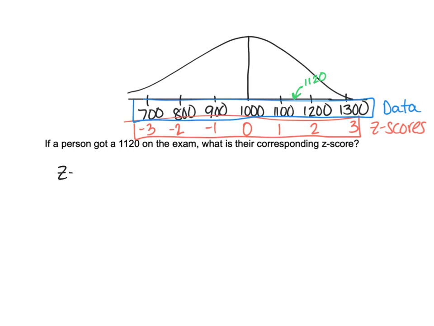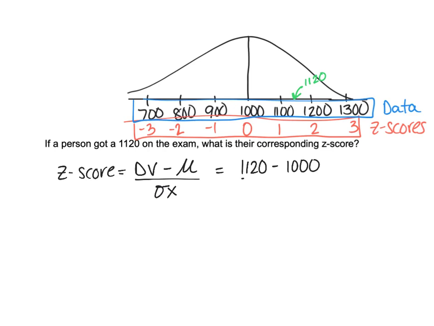So to find the z-score, we're going to take the data value that we want to find the z-score of, minus mu, which is your mean, over sigma x, which is your standard deviation. So my data value that I want is 1120 minus the mean, which is 1,000, over the standard deviation of 100. So take a minute, type that into your calculator, and then hit resume when you're ready for the answer.